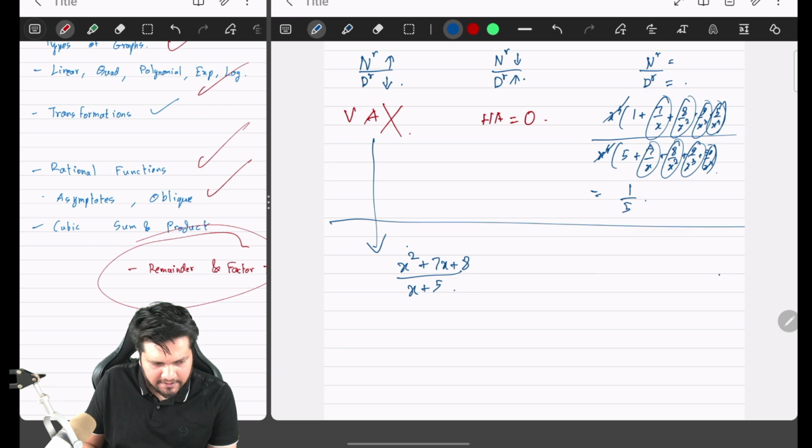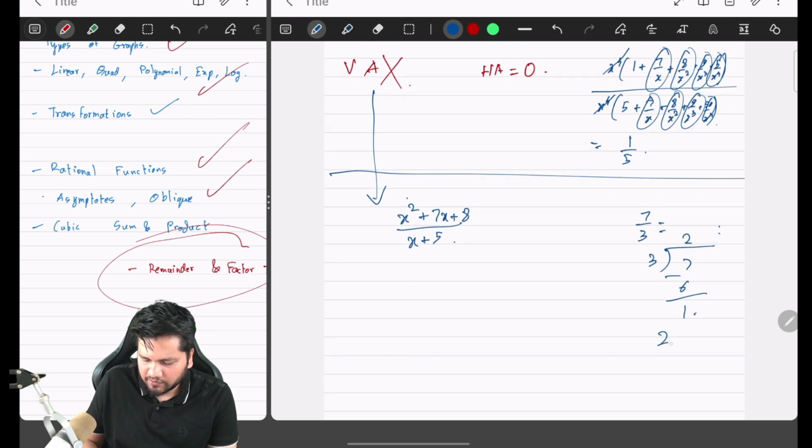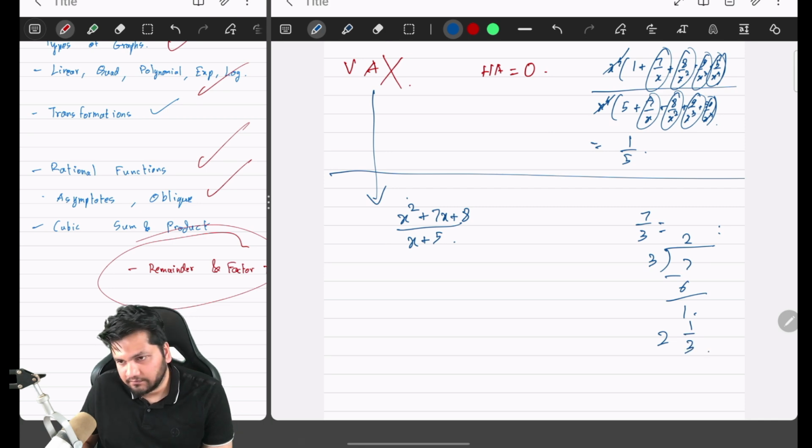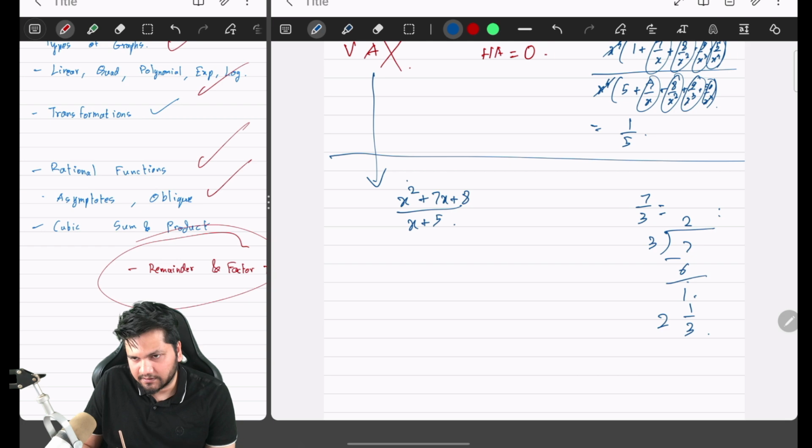Like when you were in grade 9 or 10, when we had 7 by 3, we used to say it's an improper fraction, then we convert it into a mixed fraction, which is going to be 2 1 by 3. At that time we used the long division: 3 into 7. 3 times 2 is 6, you subtract, you get 1. So we get 2 1 by 3, quotient plus remainder upon divisor. Same thing we will apply here.